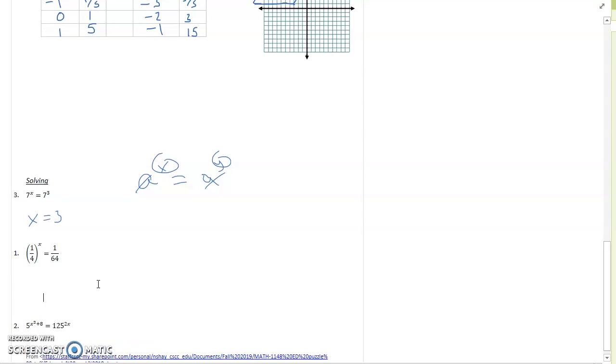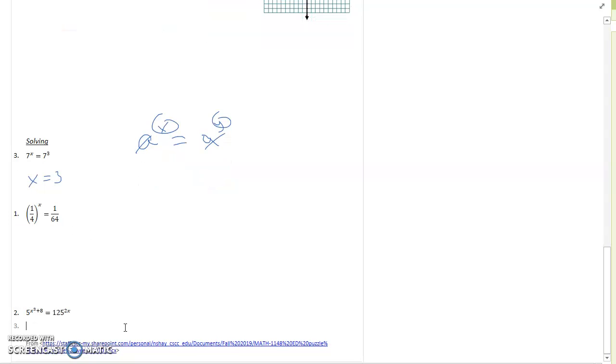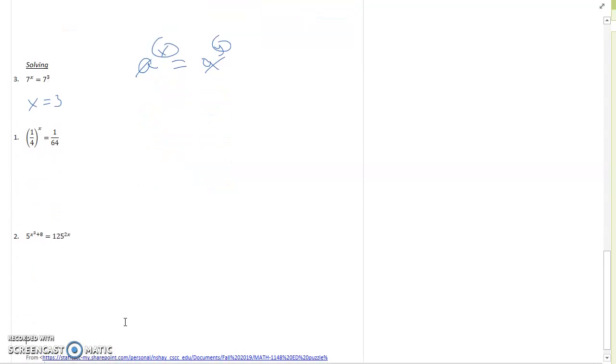Now this one's a little bit more complicated because these don't have the same base yet. But I want to think about 64. 64 is 4 and what? 64 would be 4 and 16, right? And then 16 is 4 and 4. So 64 is 4 to the third power. So this is 1 over 4 to the x equals 1 over 4 to the third power.